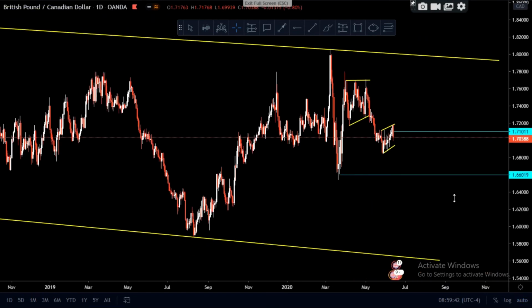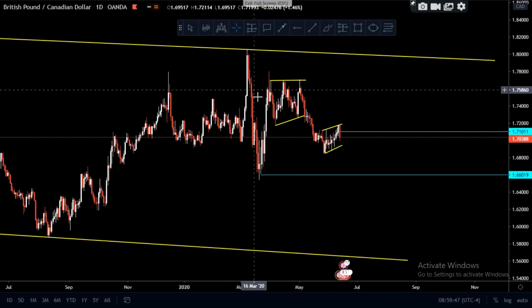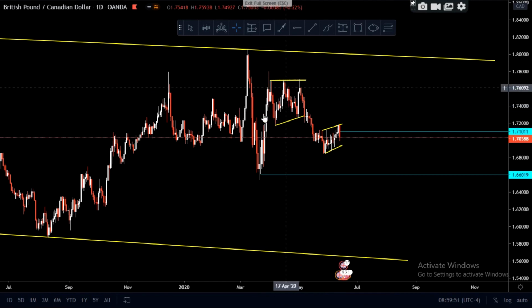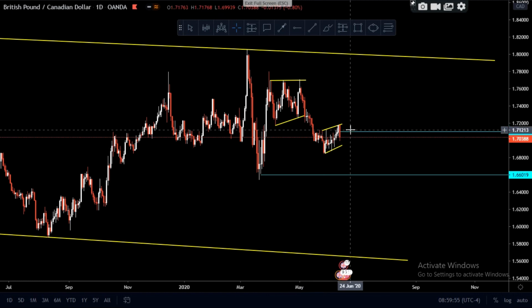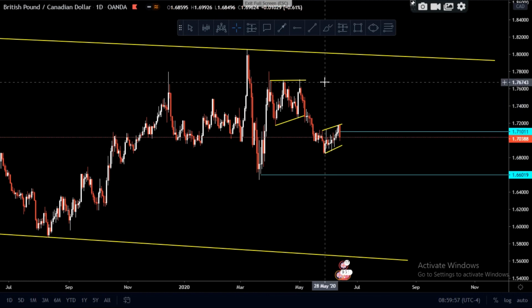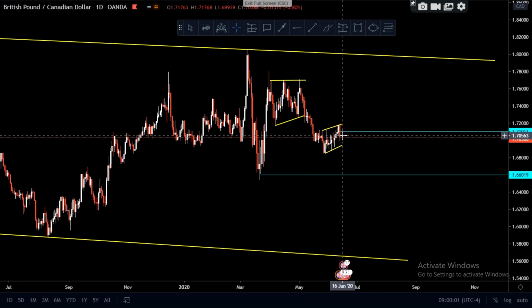This one is quite simple. As you can see here, price went to the upside impulsively, gave us this reversal pattern. It did break to the downside, and here we have another one. So price is repeating itself. We have another one which we are looking for to break to the downside.